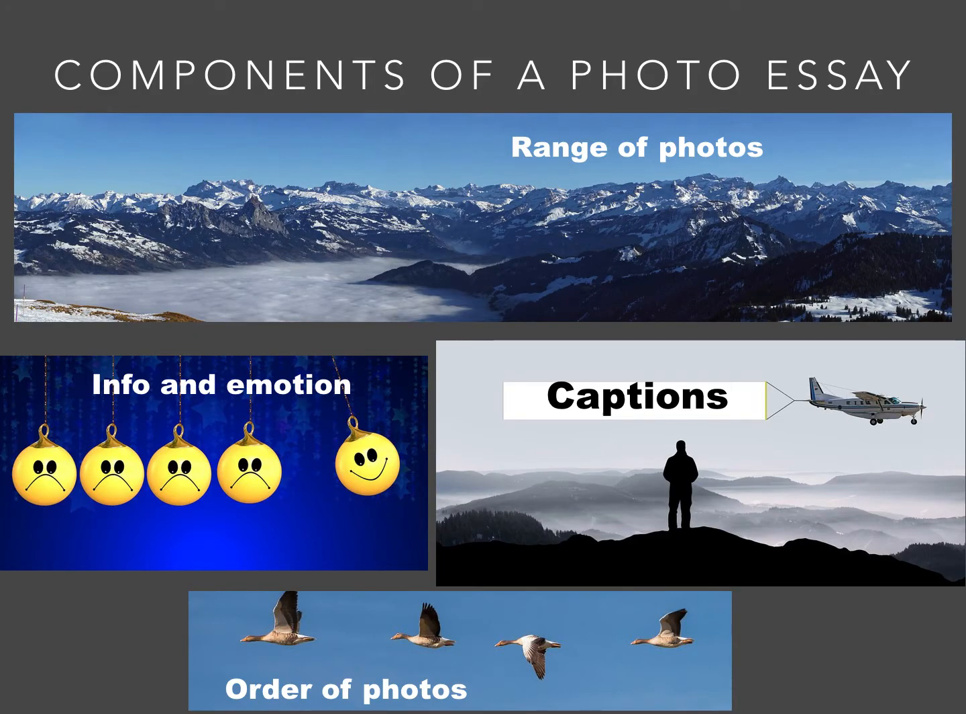Components of a photo essay. When creating a photo essay, there are 4 things that you must consider. The first thing to consider is that you need to use a range of photos, which means a variety of photos. You can take your own photos or find photos off of the internet, but they must be high quality and make sure they're different types of photos. We don't want all the same shot of a close-up of a man. We want different angles, we want different lenses.